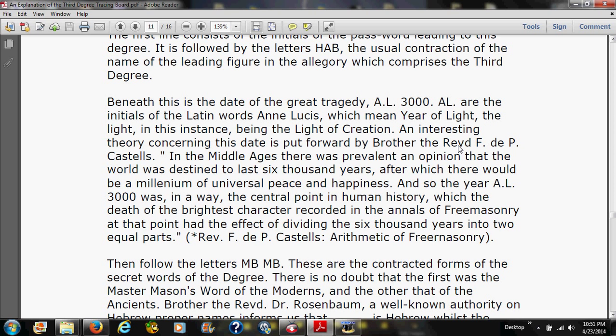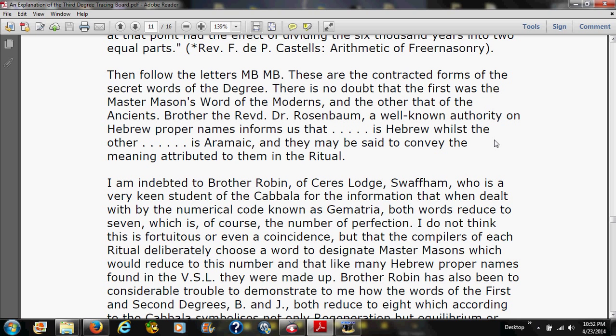An interesting theory concerning this date is put forward by Brother Reverend F.D.P. Castells. In the Middle Ages, there was prevalent an opinion that the world was destined to last 6,000 years, after which there would be a millennium of universal peace and happiness. And so the year AL 3000 was, in a way, the central point in human history, which the death of the brightest character recorded in the annals of Freemasonry had the effect of dividing the 6,000 years into two equal parts.